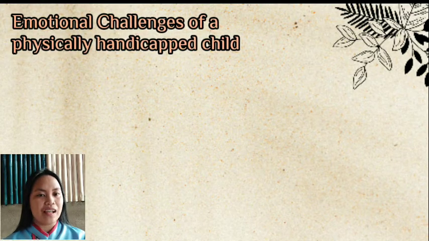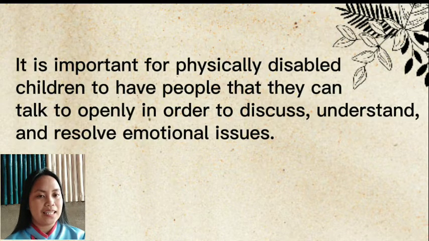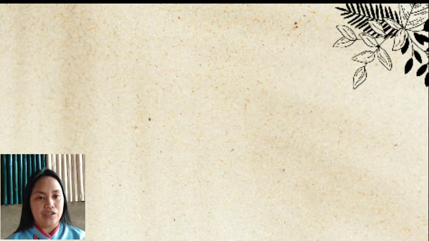Let's have the emotional challenges of a physically handicapped child. It is important for parents, family members, friends, and teachers to monitor a physically disabled child's emotional state. At times, physical limitations can lead to frustration, anger, and sadness. The emotional outlook of the child is often directly impacted by the level of support and encouragement that is received from the people around him. It is important for physically disabled children to have people that they can talk to openly in order to discuss, understand, and resolve emotional issues.